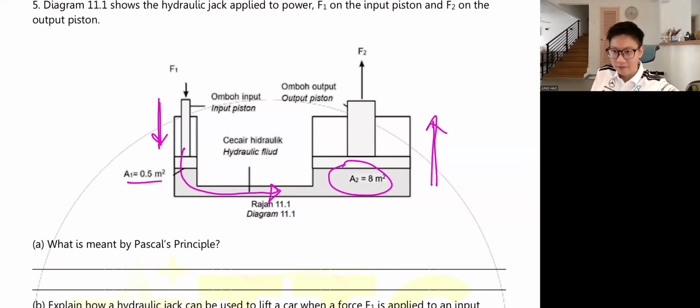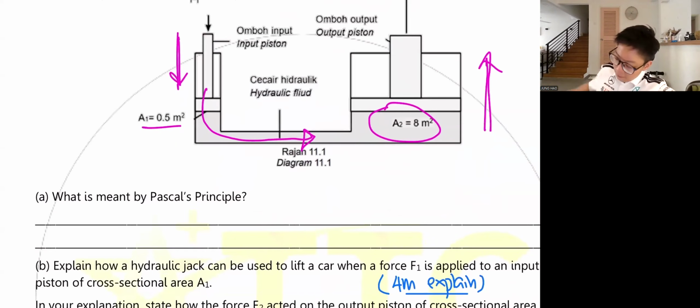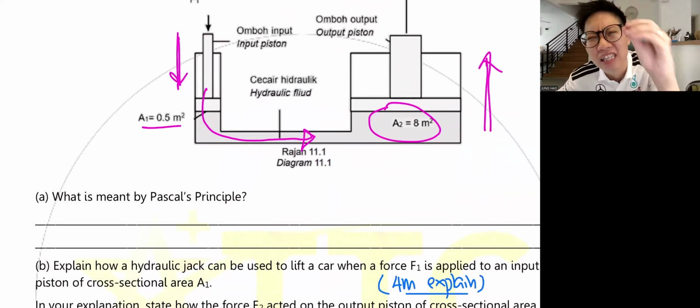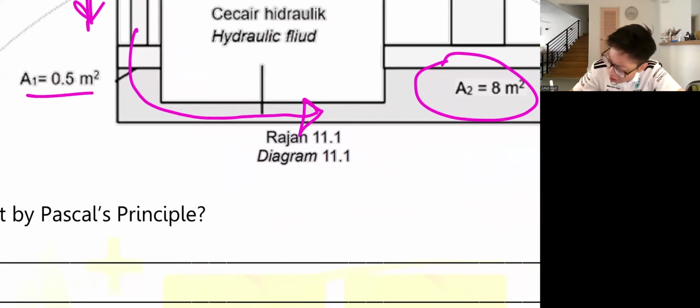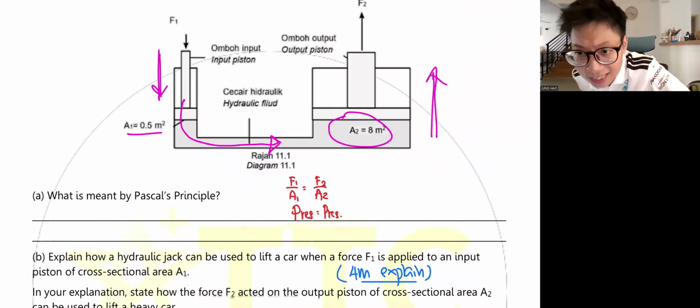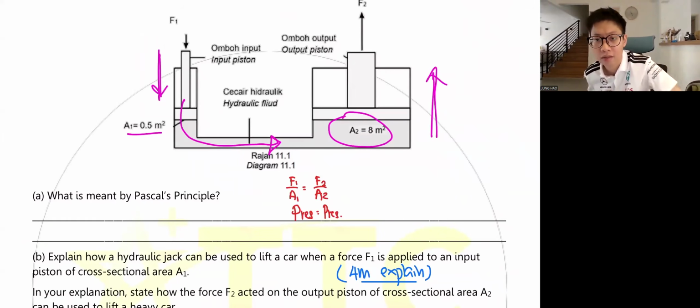Okay, now next. The answer is Pascal's principle states that the pressure is transmitted equally in all directions. Guys, when you write F1 over A1 equals F2 over A2, this comes from your pressure equals your pressure. Understand? So what we are sending is pressure, not force.